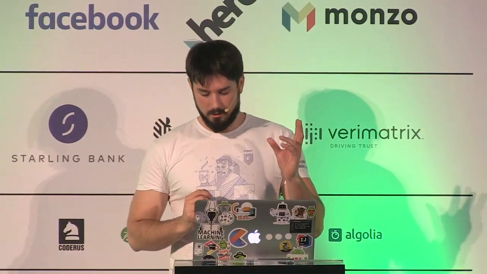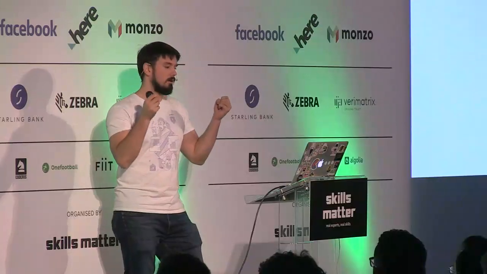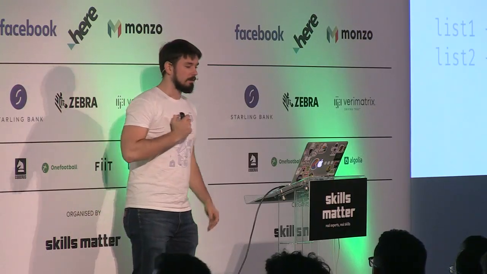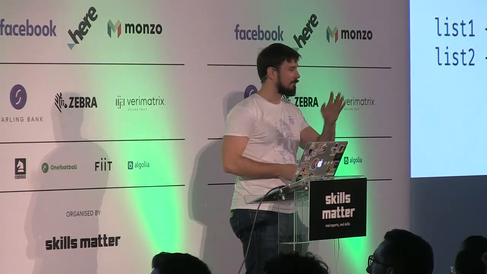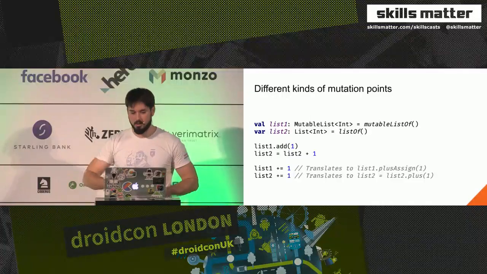It is good to understand that there are different ways how we express mutation points, and they all have some pros and cons. So I am often asked, do I prefer val and mutable list, or do I prefer var and read-only list? And from my perspective, there is no such big difference between those. They both have one mutation point. It's only placed in a different position.